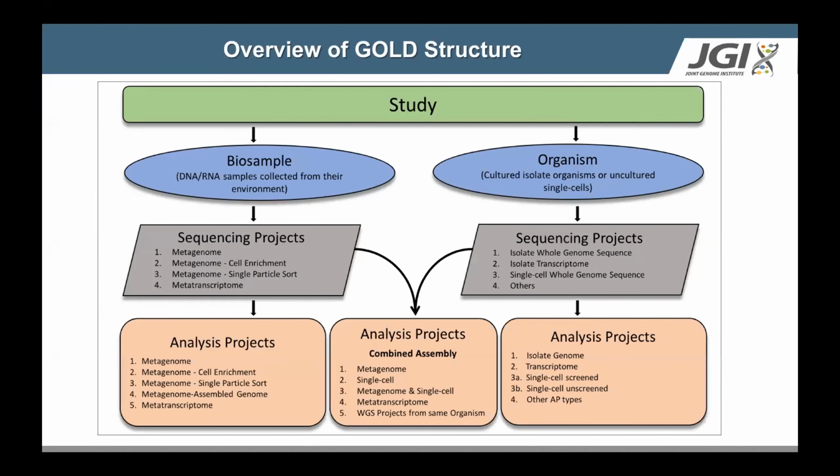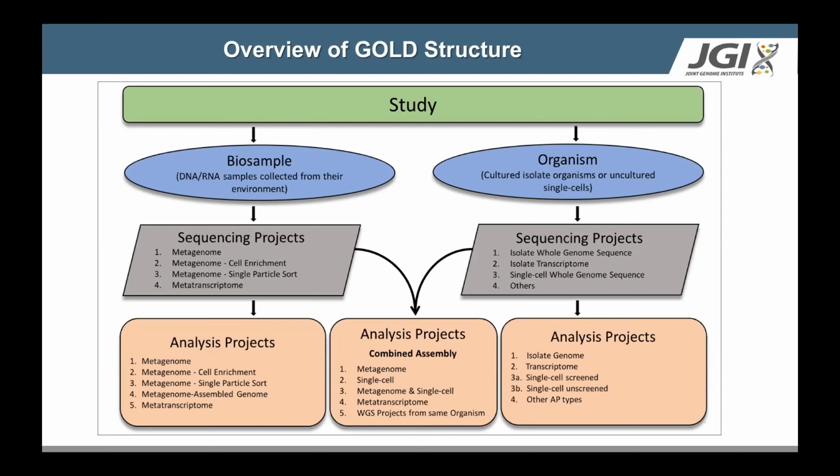This is an overview of the GOLD database. In GOLD, we use a 4-level classification system to organize different entities. At the very top, we have study. Under it, we have biosample or organism at the same level, and sequencing project and analysis project are at the 3rd and 4th level.